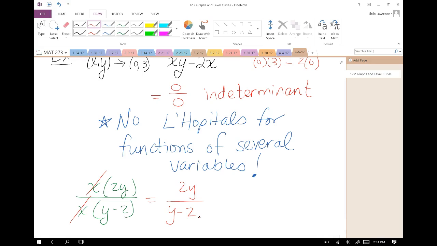So we factor out an x, and then we have a common factor of x in the top and the bottom. And when we pull it out and cancel, we're left with 2y over y minus 2. And now we can try to plug in again.